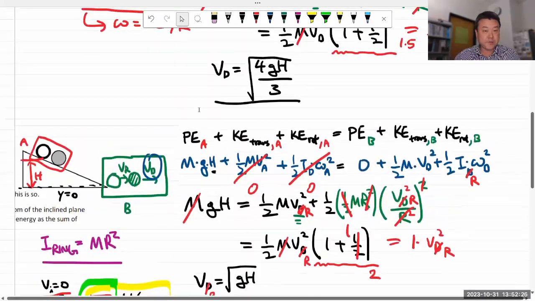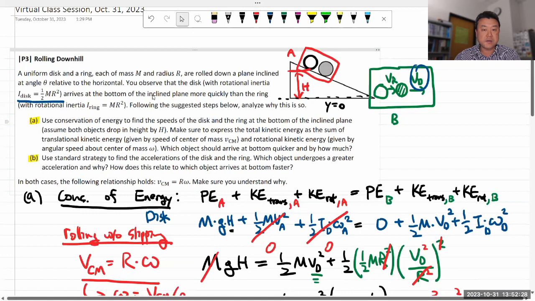Part B of the question gives you a way to do this calculation in a different way. So let's do part B.